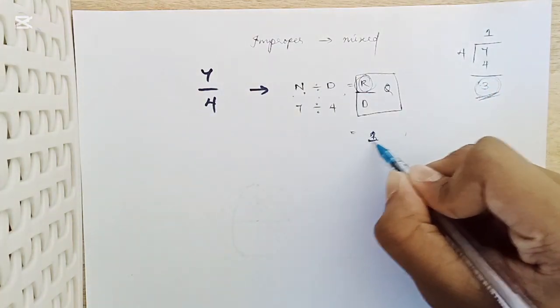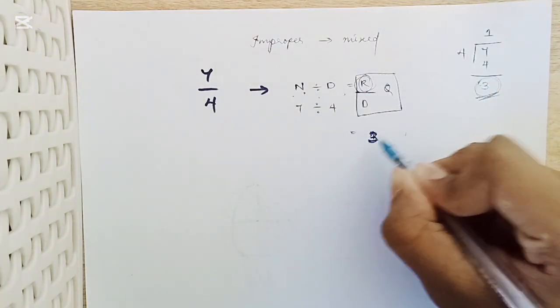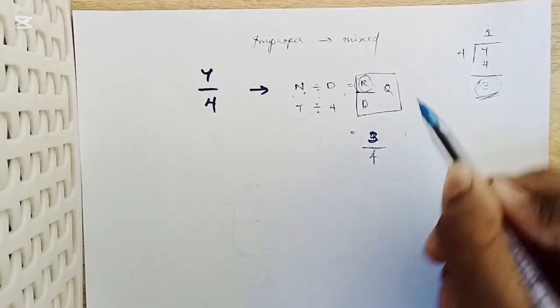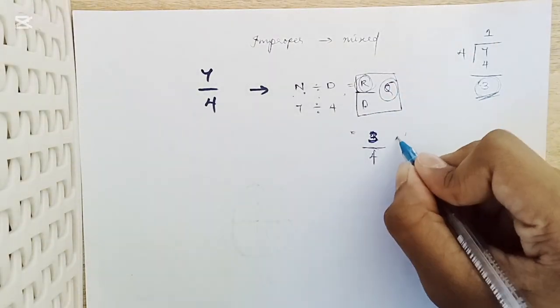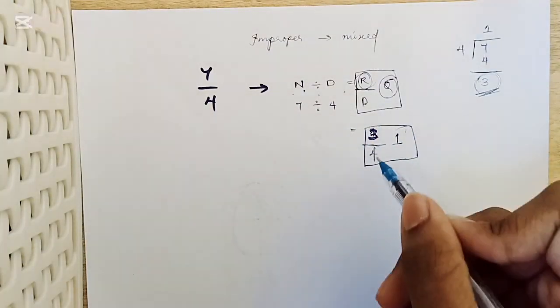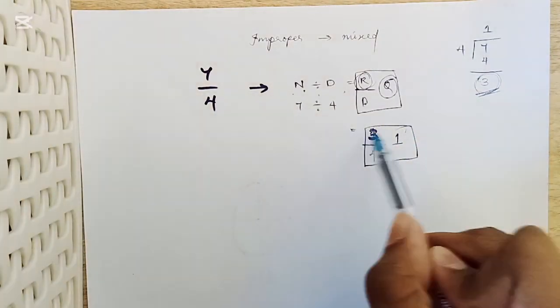No, the remainder is 3. So 3. And what's the denominator? The denominator is 4. By 4, what's the quotient? 1. So this is the mixed fraction. If you want to check, you can reverse it.